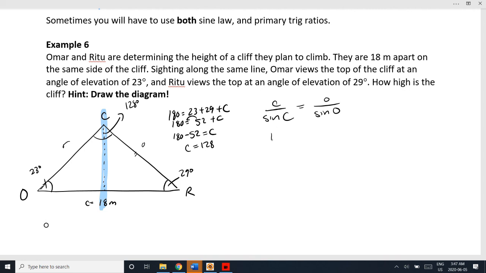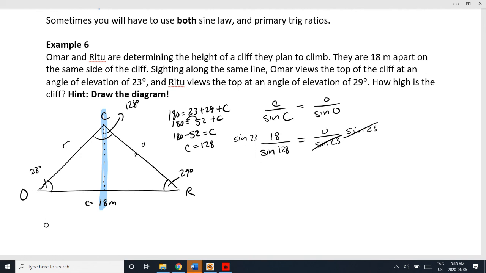So C we know is 18 meters over sine C, which is sine 128 degrees, is equal to O, which we're looking for, over sine O, which is Omar's angle of elevation, 23 degrees. So this is sine 23. And to get O by itself, we're just going to multiply sine 23 on both sides. These are going to cancel, and we're going to be left with this. Sine 23 times 18 over sine 128 is equal to O, and these numbers we can just calculate in a calculator.